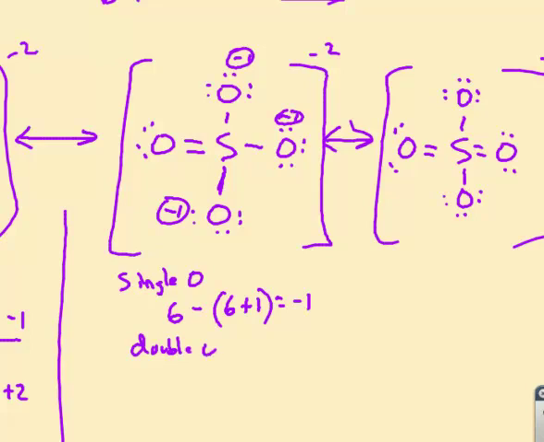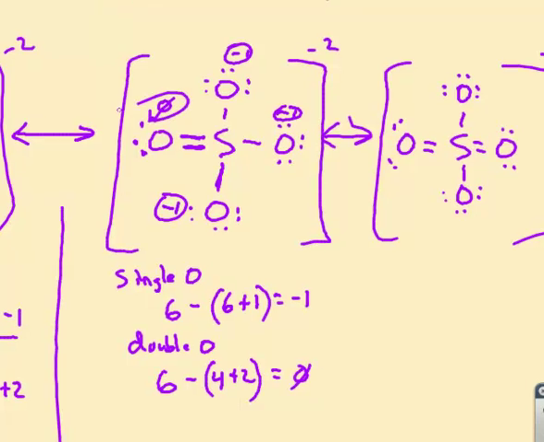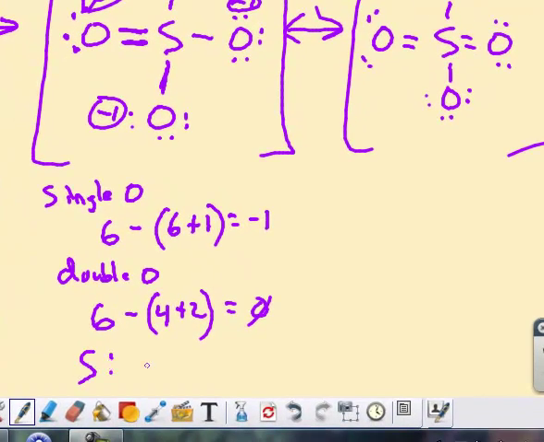So a double bonded O, 6 minus 1, 2, 3, 1, 2, 3, 4 non-bonded. 4 bonded, half of that is 2. 6 minus 6, I get a 0 on that. So a 0 on that one. And now the central atom, S, 6 minus the number of non-bonded, which is 0, plus 2, 4, 6, 8, 10. Half of the bonded is 5. 6 minus 5 is +1, +1.